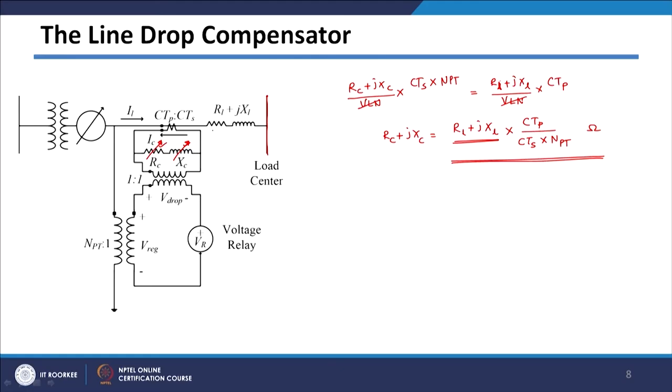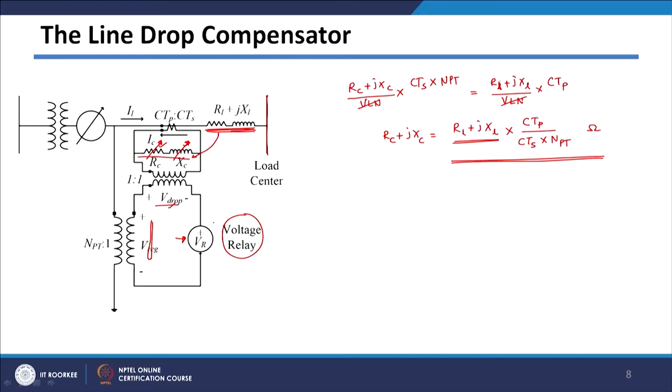So, basically what it is doing, it is simulating a drop proportional to the drop which is actually happening in the line. A proportional drop will be created here, and that drop is getting subtracted from the secondary voltage of the PT, and depending upon this difference, voltage is getting applied across the voltage relay.